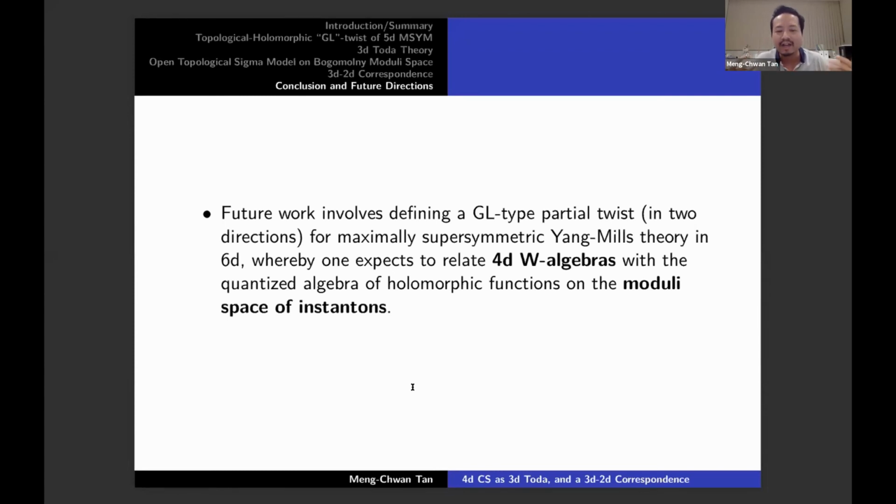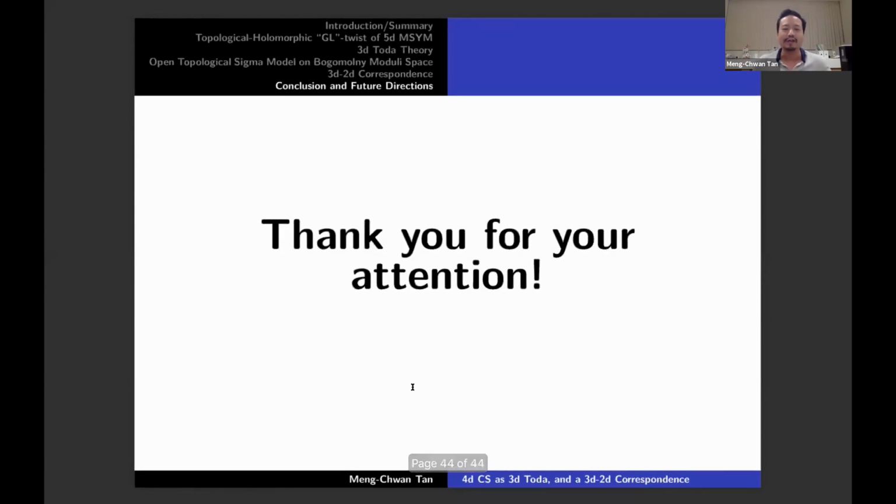And we are expecting to get something like a 4D analog of Toda theory, which gives us 4D W algebras. And instead of the Bogomolny equations, just like from Hitchin we get the Bogomolny equations, we are expecting to get the quantized algebra of holomorphic functions on the moduli space of instantons. So that is something which we want to investigate in the future. Okay, thank you for your attention. I'm sorry I exceeded the time. Thanks for your patience. Thank you very much.